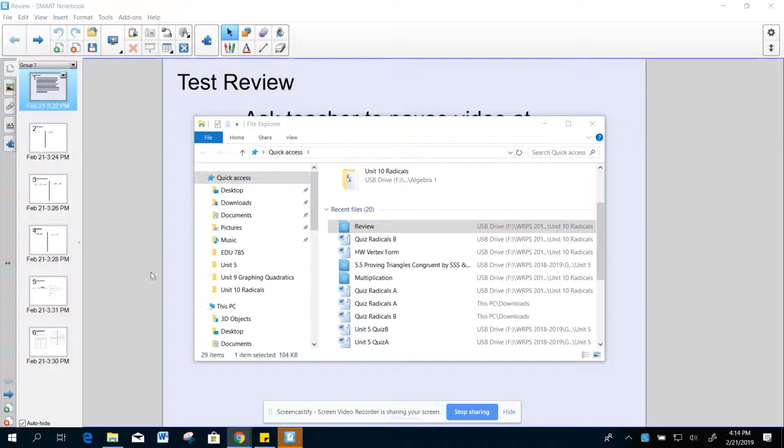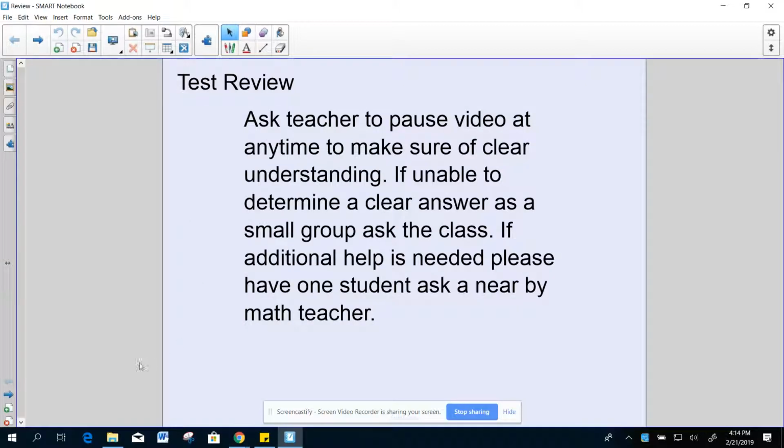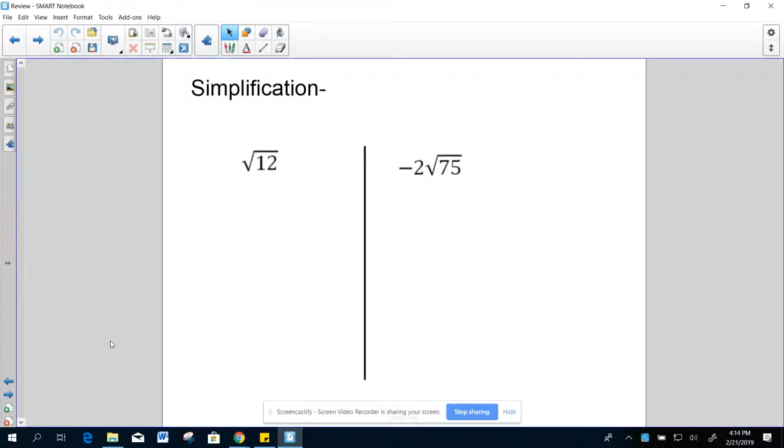If additional help is needed, please have one student ask a nearby math teacher. In this particular case, we are going to make sure that we understand simplification, addition, subtraction, multiplication of radicals, and of course, how to graph them and determine the domain and range. With that being said, we are going to start off with these two simplification problems. Please follow along to the best of your ability and make sure that, again, if needed, pause the video where students need it and have a discussion. This review should take no more than the first 10 to 15 minutes of class.